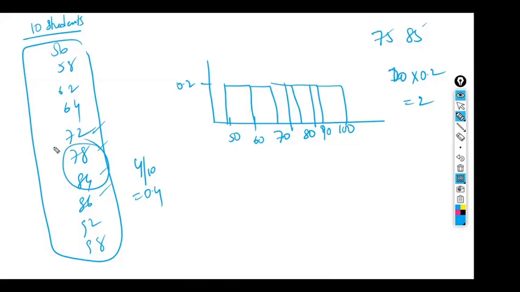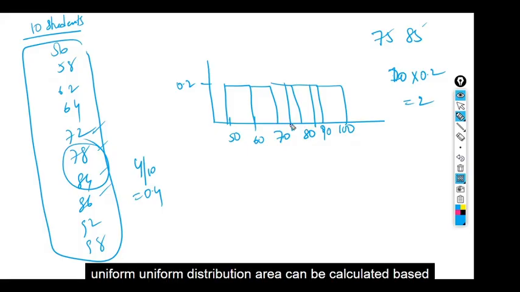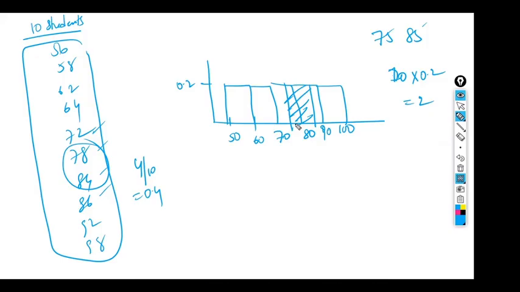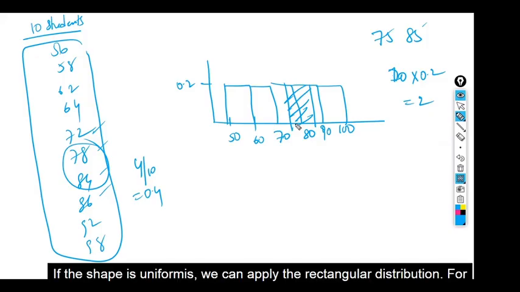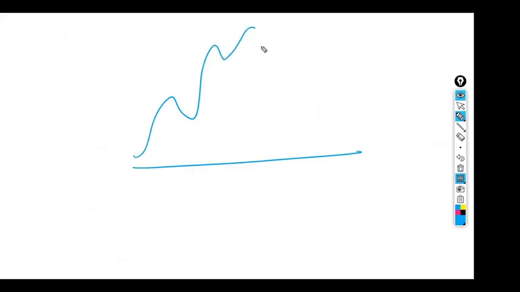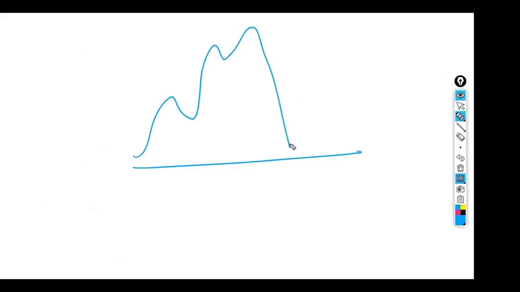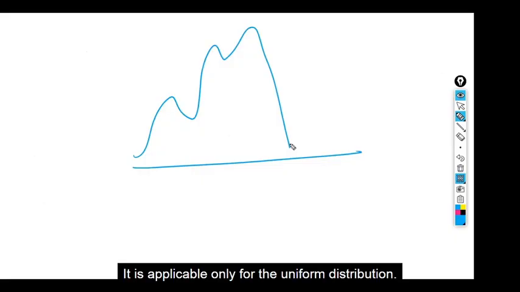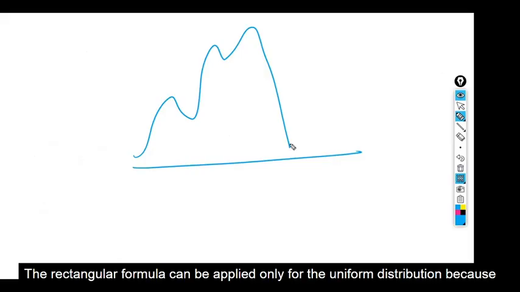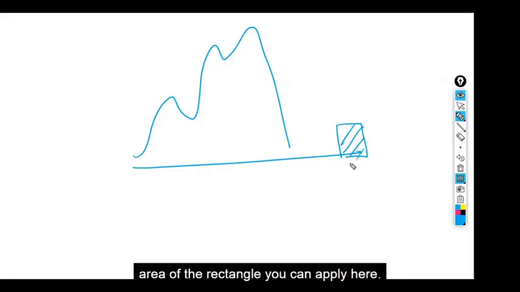The condition satisfied? So we are just checking with respect to uniform. Uniform distribution area can be calculated based on the simple rectangular formula. Easy. If the shape is uniform, we can apply the rectangular distribution. For example, if the shape is like this, in this case, we can't apply that concept. It is applicable only for the uniform distribution. The rectangular formula can be applied only for the uniform distribution because the area is like this. You want the area, so you can apply the area of the rectangle here.